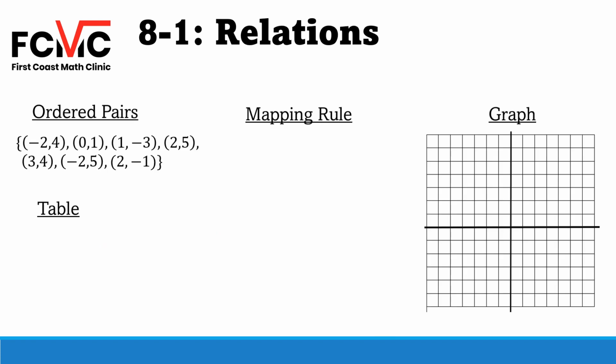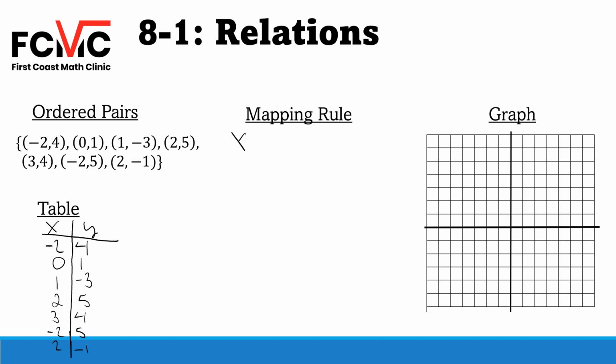All right, so here we've got our ordered pairs: (-2, 4), (0, 1), (1, -3), (2, 5), (3, 4), (-2, 5), and (2, -1). Let's start with our table because we're basically just writing our ordered pairs as they are. So we want x and y. I want -2, 4; 0, 1; 1, -3; 2, 5; 3, 4; -2, 5; and 2, -1.